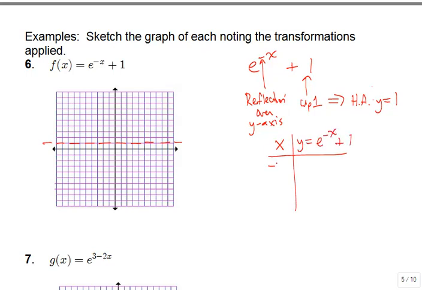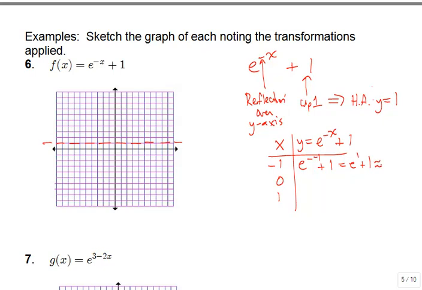And I'm just going to start with my negative 1, 0, and 1. There are no horizontal shifts here, so I don't need to extend my input values at all. I should be sufficient with negative 1, 0, and 1. So let's plug in negative 1 first. So this will be e to the negative 1 plus 1. Minus minus becomes plus. So this is e to the first plus 1.